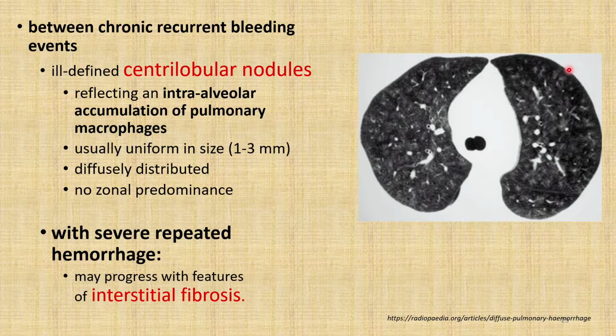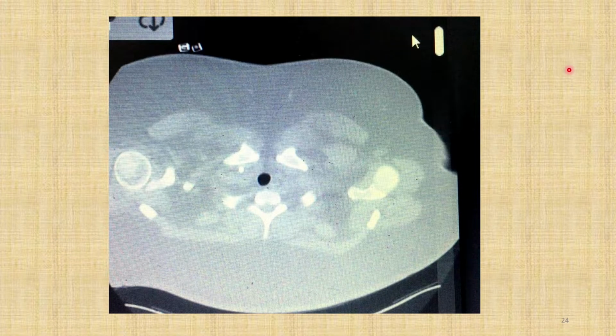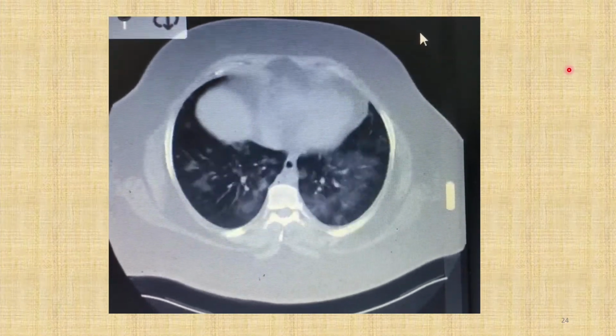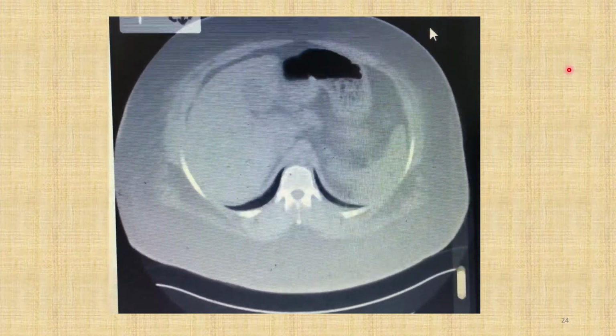And with repeated hemorrhages, there may be interstitial fibrosis. So we can see in our console, it's like this.